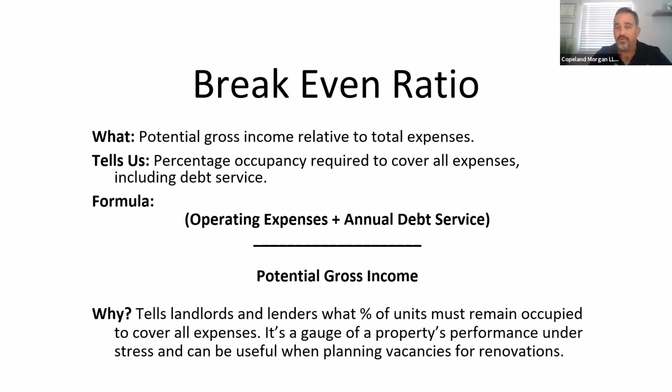If your break-even ratio is 80%, it means you need 80% of your units occupied and paying rent in order to cover your debt service and your operating expenses and truly break even. If your break-even ratio is 80%, but you're at 60% occupancy or 60% collections, then you're going to have to make up that delta of 20%. So it tells the landlord and the lender what percentage of units must be rented and paying rent to cover all of the expenses. And remember, we're talking about operating expenses and debt service in this case. So it's a gauge of a property's performance.